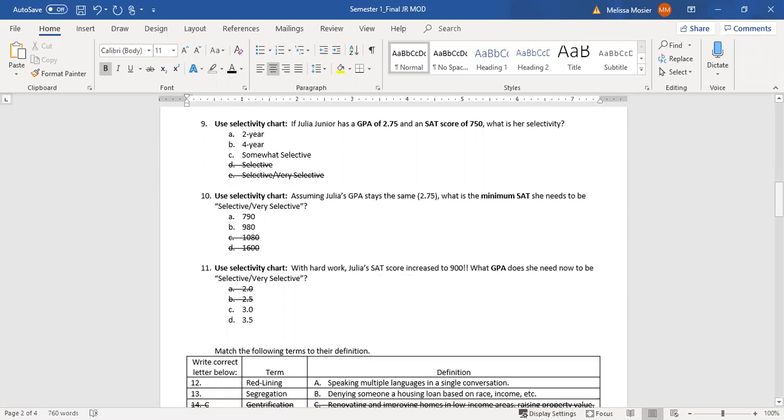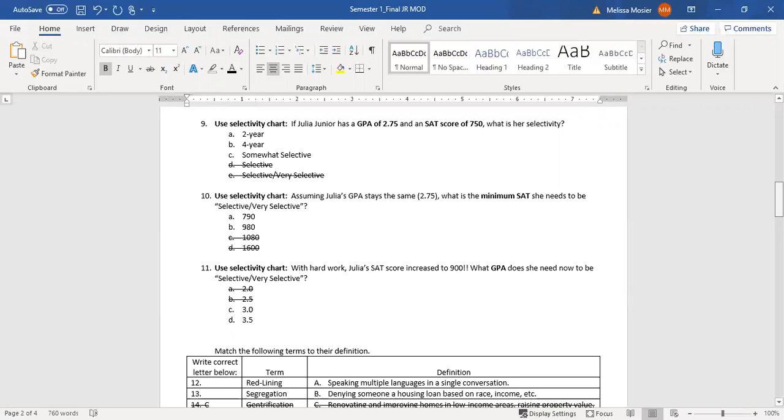For 9, 10, and 11, you will want to use your selectivity chart. Number 9. If Julia Jr. has a GPA of 2.75 and an SAT score of 750, what is her selectivity? A, 2-year, B, 4-year, or C, somewhat selective?